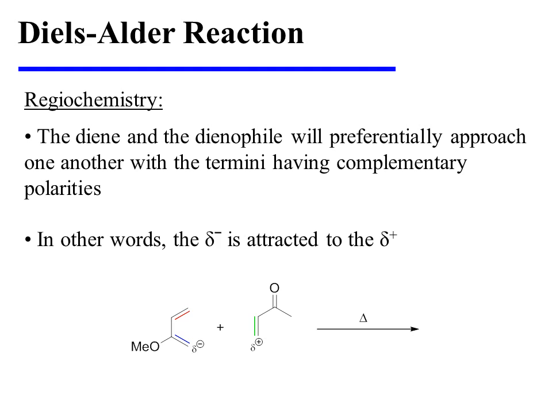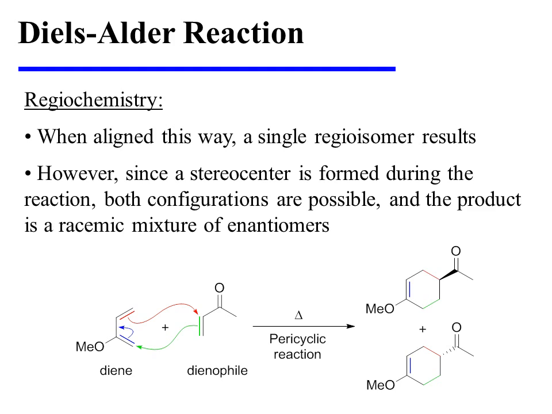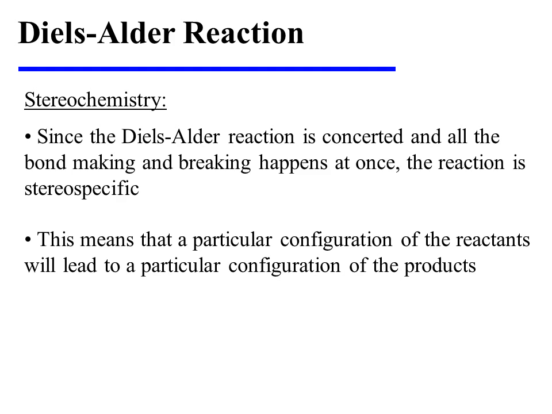The diene and the dienophile will preferentially approach one another with the termini having complementary polarities. In other words, the delta minus and delta plus termini are attracted to one another. When aligned this way, a single regioisomer results. However, since a stereocenter is formed during the reaction, both configurations are possible at that stereocenter, and the product is a racemic mixture of enantiomers.